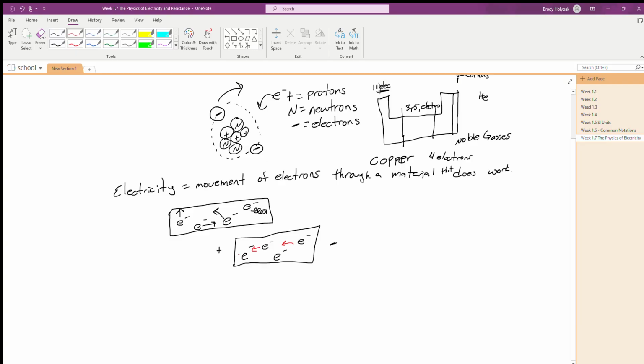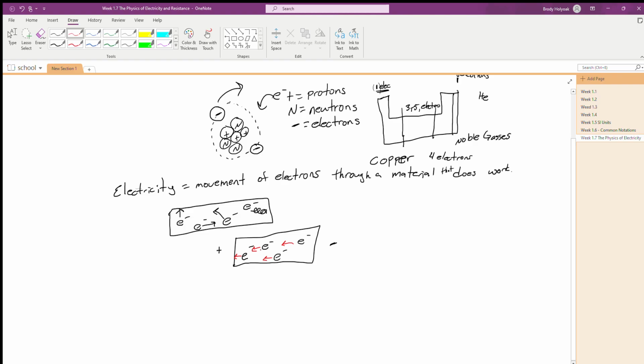So now all of a sudden, once we apply a force, a voltage, or a magnetic field, or whatever it may be, where we induce a positive polarity and a negative polarity, these electrons are now going to move all in the same direction. That movement of those electrons is electricity. That's how we get it to move them. So now those electrons are just going to be traveling all the same direction, and suddenly we get a big mass of electrons moving through a copper wire.